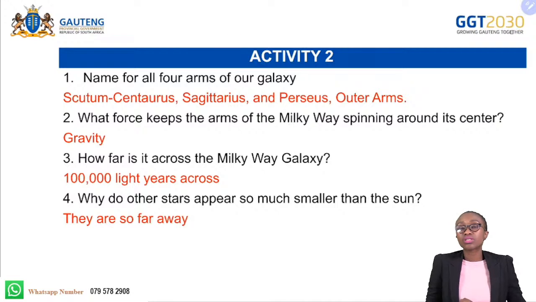Remember, our solar system, or rather the sun, is a medium-sized star which is about 25,000 light years away from the center of the Milky Way galaxy. And there are other stars in the galaxy. So we cannot see the other stars that are not in our view because they are so far away.